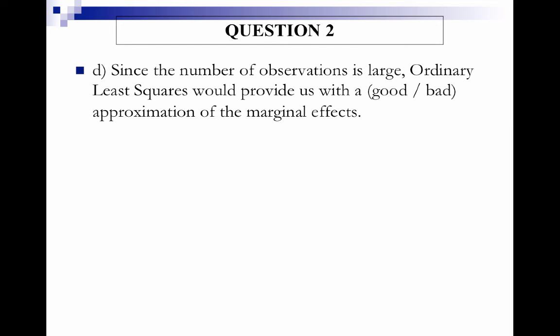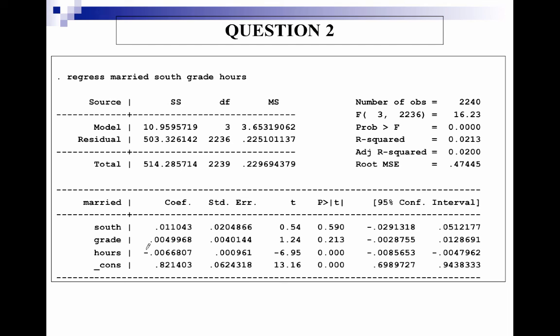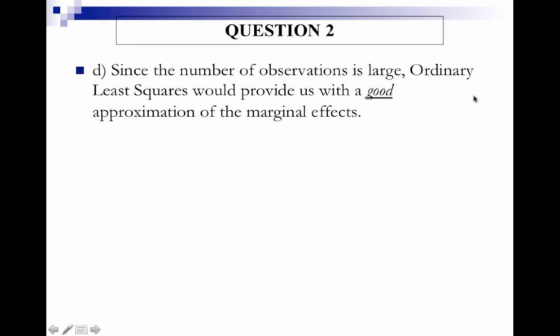So for part D, it asks you, since the number of observations is large, would OLS provide us with a good or bad approximation of the marginal effects? Well, the number of observations is extremely large, 2,240 in this case, and so we would be provided with a good approximation of the marginal effects if we simply used an OLS model.